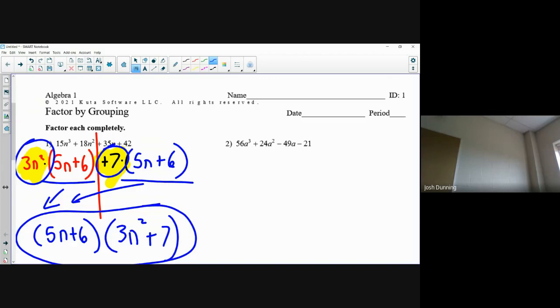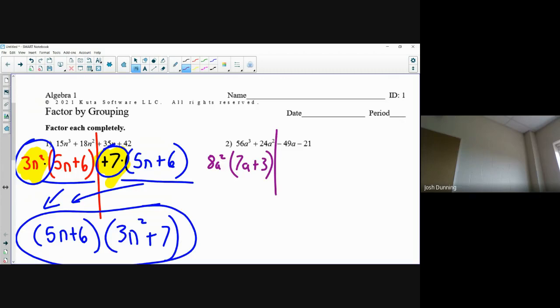Question 2, same idea, split it down the middle. I can divide them both by 8. And there is a in both on this side. A squared is the lower power. 56 divided by 8 is 7. You got a cubed, you factor out a squared, so you got a left. 24 divided by 8 is 3. You are factoring out all the 8s, so there's no more 8.